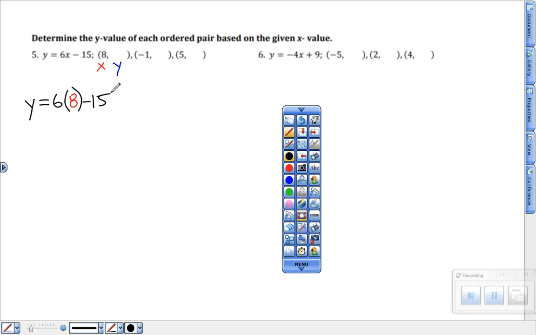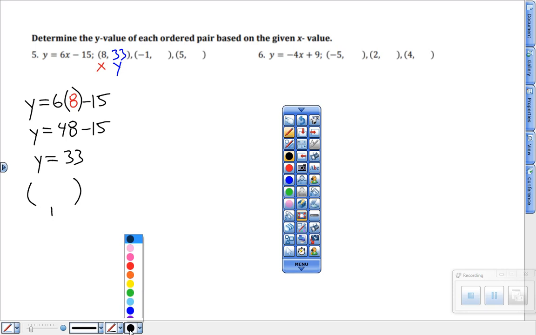Pays to have a calculator. That gives me y equals 48 minus 15, which gives me y equals, I believe that is 33, which tells me that when I plug in x is 8, y gets spit out as 33. Rewrite those as coordinates, always coordinates, where the first number is the x number and the second number is the y number. So this is going to be the coordinate (8, 33). The x number got plugged in, y was 33.